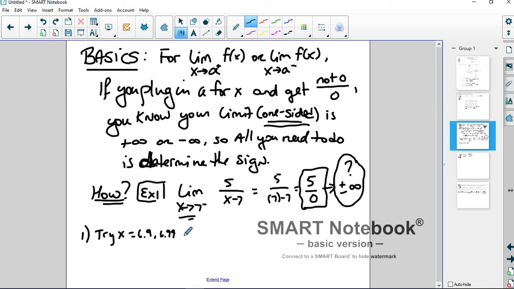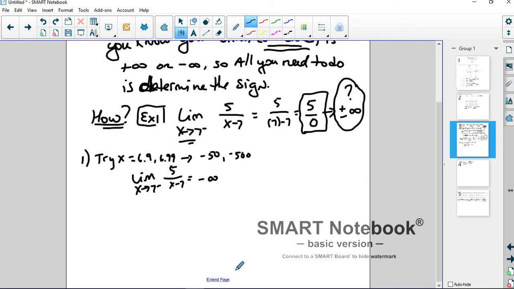So if we try 6.9 and 6.99, plug in 6.9, you get negative 50. You plug in 6.99, you get negative 500. Certainly those are not very big numbers comparatively, but we already know we're going to infinity. So now we can say, therefore, the limit as x goes to 7 from the left of 5 over x minus 7 is equal to negative infinity. You can say that.